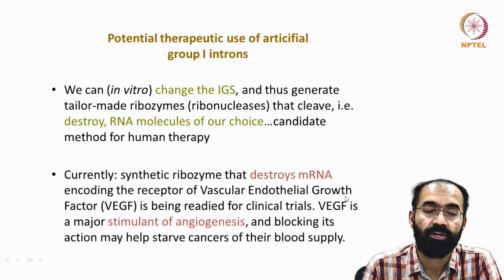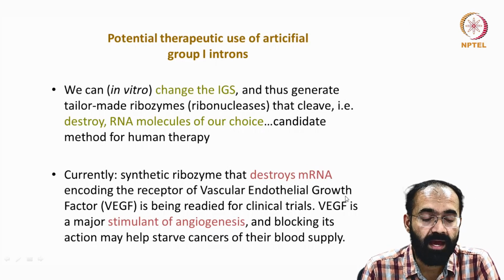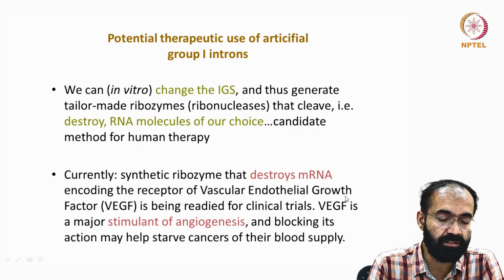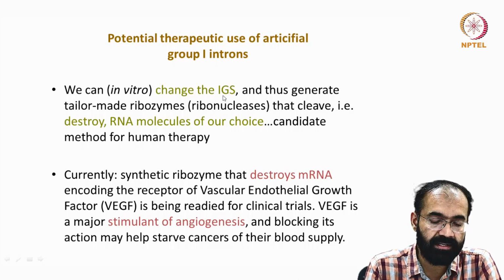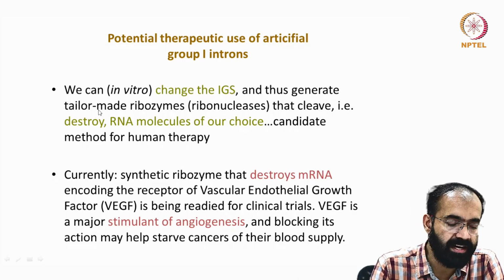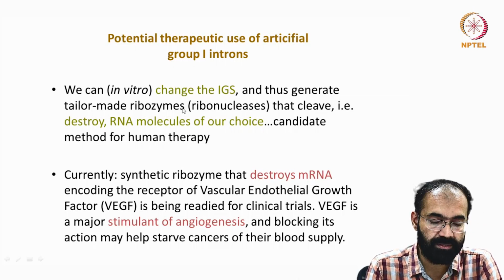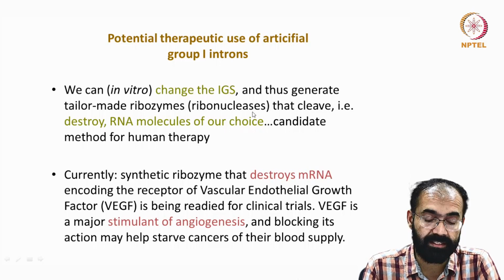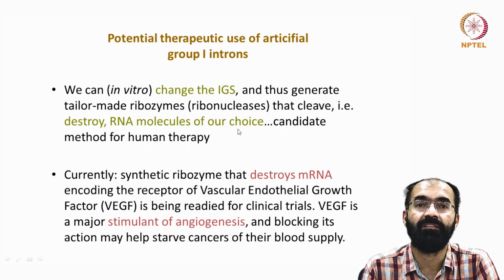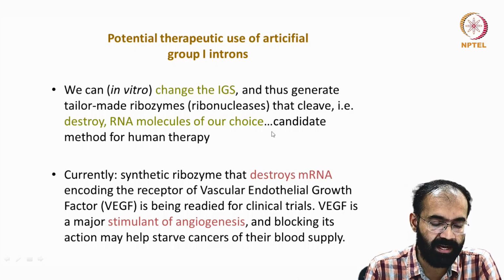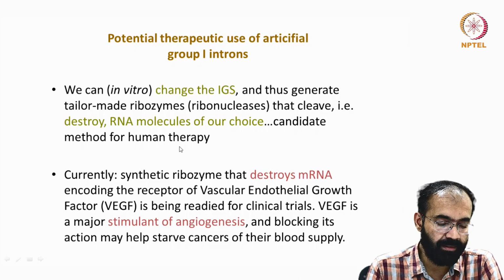So some potential therapeutic uses of the artificially made group 1 introns are listed here. We can in vitro change the IGS, internal guide sequence, and thus generate tailor-made ribozymes, that is ribonucleases, that can cleave, that is destroy, mRNA molecules of our choice, like I told you about the HIV RNA. And it is a candidate method for human therapy.